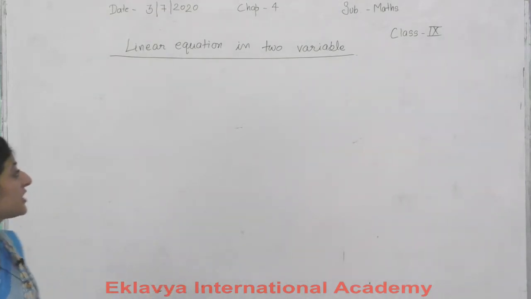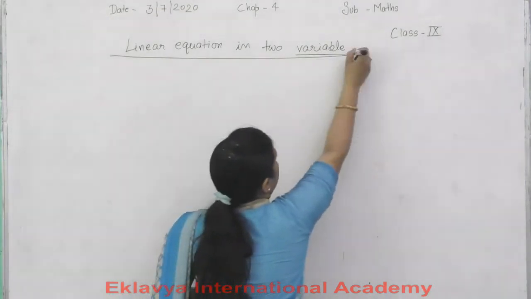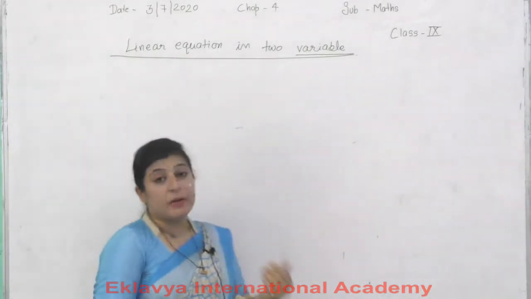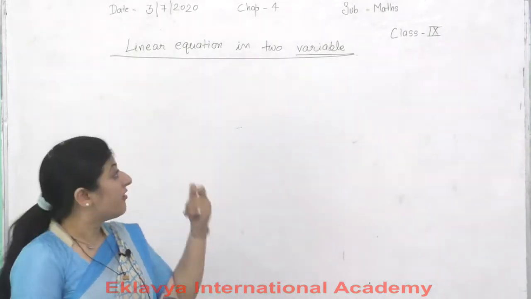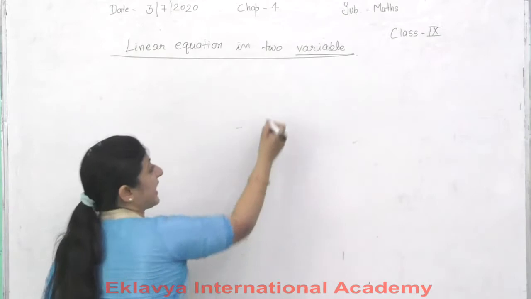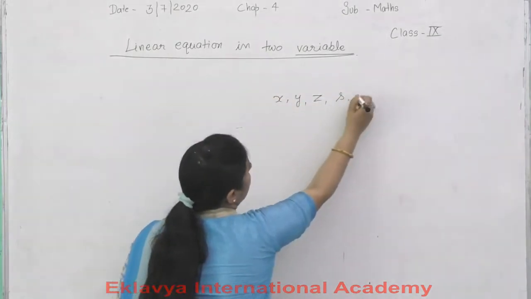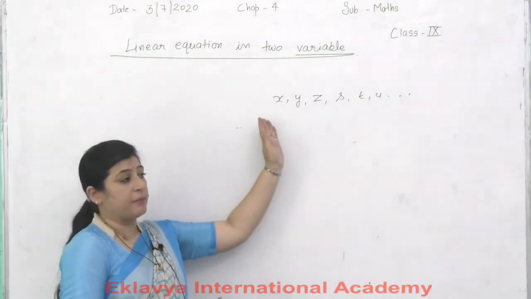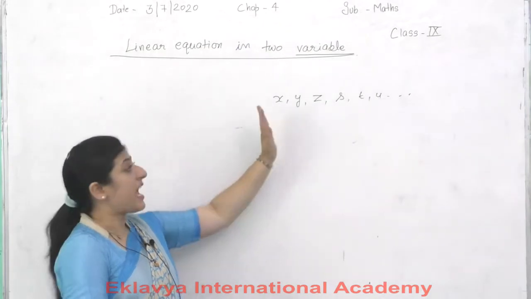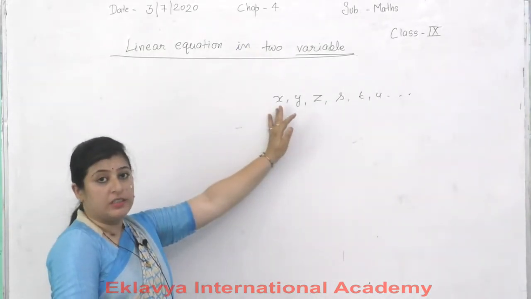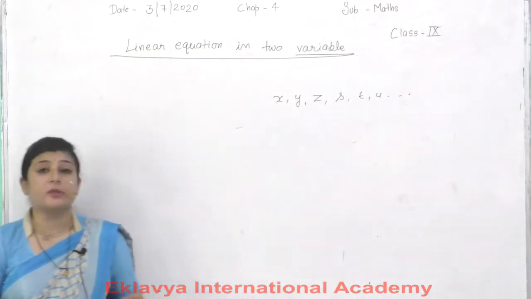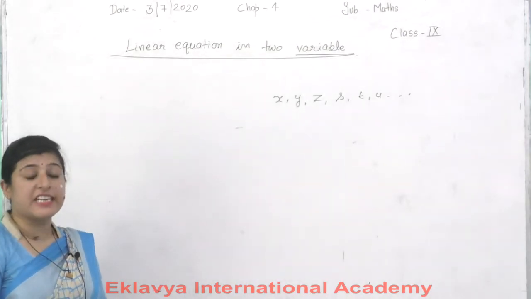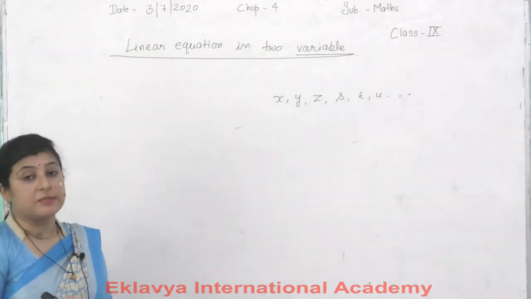Now see, firstly we will see the meaning of variable. What is the meaning of variable? It means we take any type of alphabet to represent a variable, like x, y, z, s, t, u, etc. The value changes with time, or we can say with the situation. X doesn't have a fixed value. We can change the value of x according to the situation, according to time. This is called a variable. In Hindi we can say जिसकी value change होती रहती है.